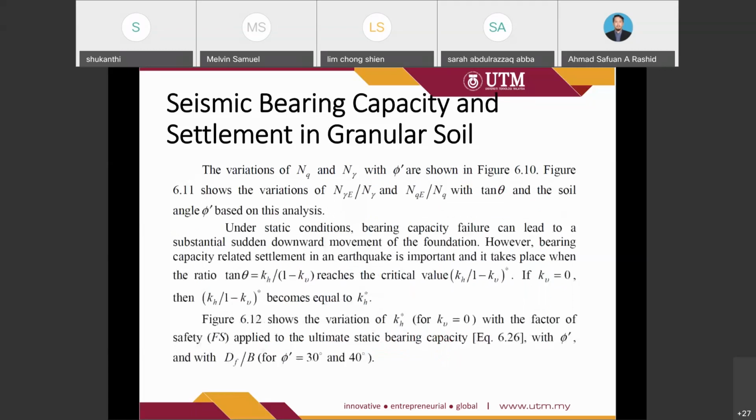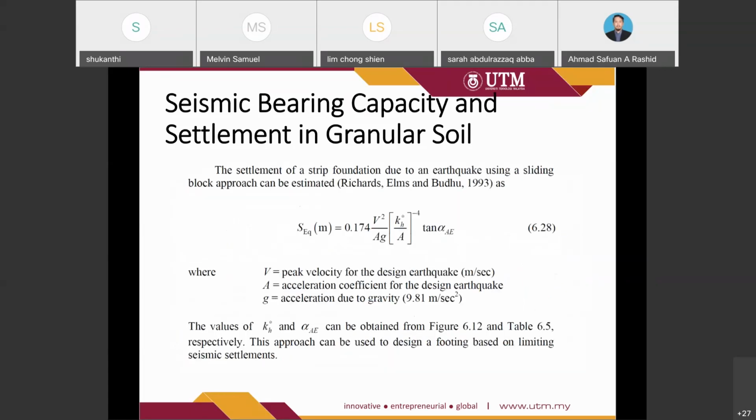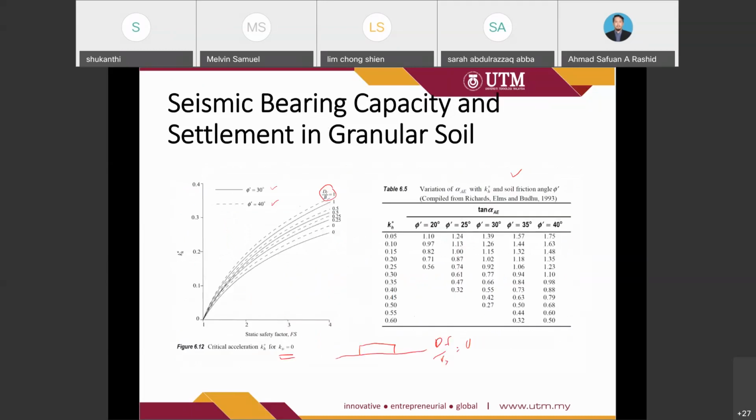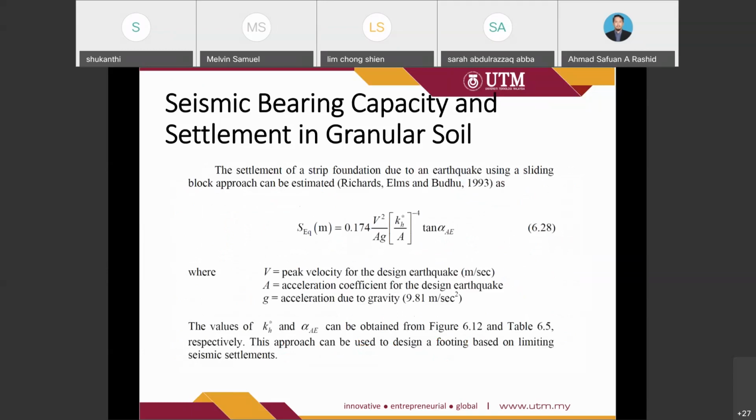So that is for the bearing capacity. Sorry, for this case, this is for the settlement. So the settlement of strip foundation due to earthquake using the sliding block approach can be estimated by using the equation 6.28.